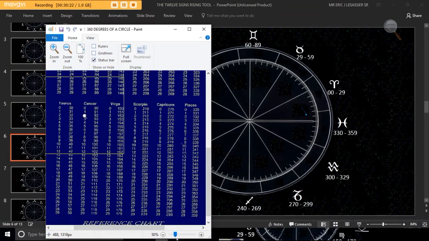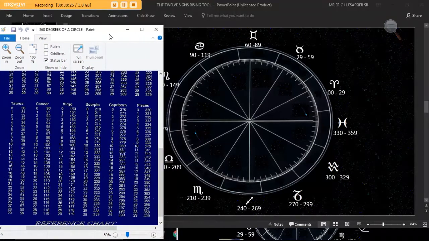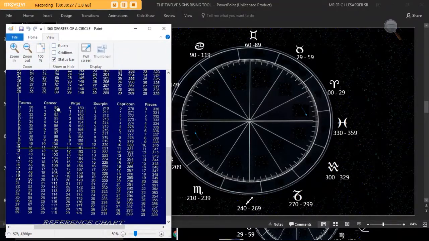And here, when the sun enters Cancer, it enters at 90 degrees. So it's saying that if I was born at 21 degrees of it, then that equals 111. You see? So it still falls in between 90 and 119. It would be 111. You just have to know where the sun is in the 360 degree chart to indicate how it contrasts. All right?